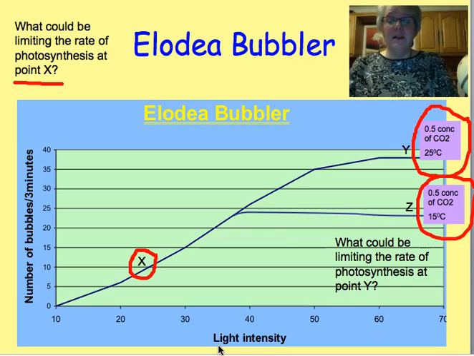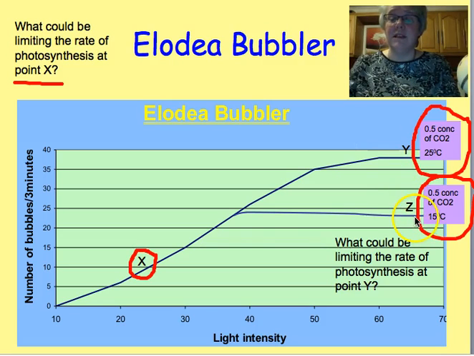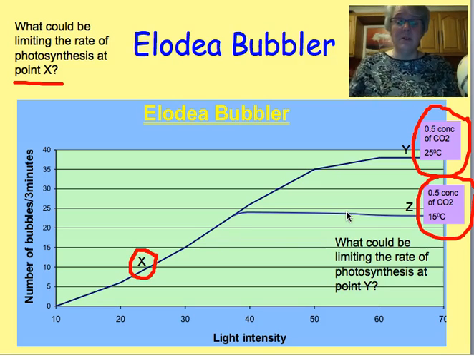But then it asks the question, what is limiting the rate of photosynthesis at point Z? And we've said before that when it starts to level off here, it could be carbon dioxide concentration, or it could be temperature that is limiting it. But we can't say for definite which one it is. Now, in order for us to be able to do that, we need added information, and they've given us added information here.